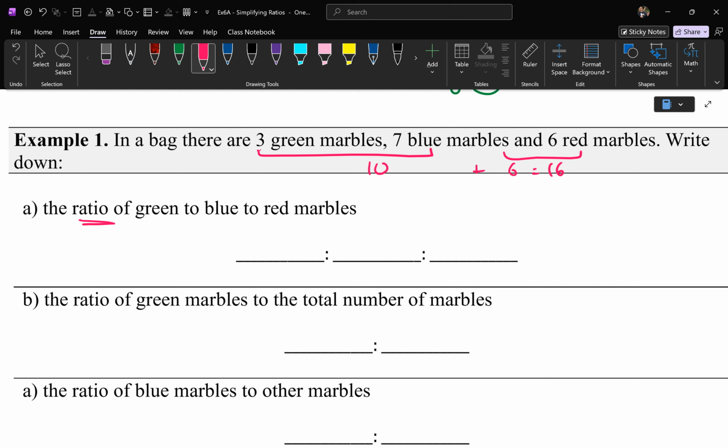So when they say, write the ratio of green to blue to red, every time you say the word to, that's your colon. So green to blue to red, what's the numbers? I've got 3 greens, 7 blues, and then 6 red. So you should have 3 to 7 to 6 in that particular order. Okay? Next one, B. What is the ratio of green marbles to the total number of marbles? What would the answer be for this one? Let's go with Zara. 3 to 16. 3 to 16, very good, because it was 3 greens and there are 16 total marbles.